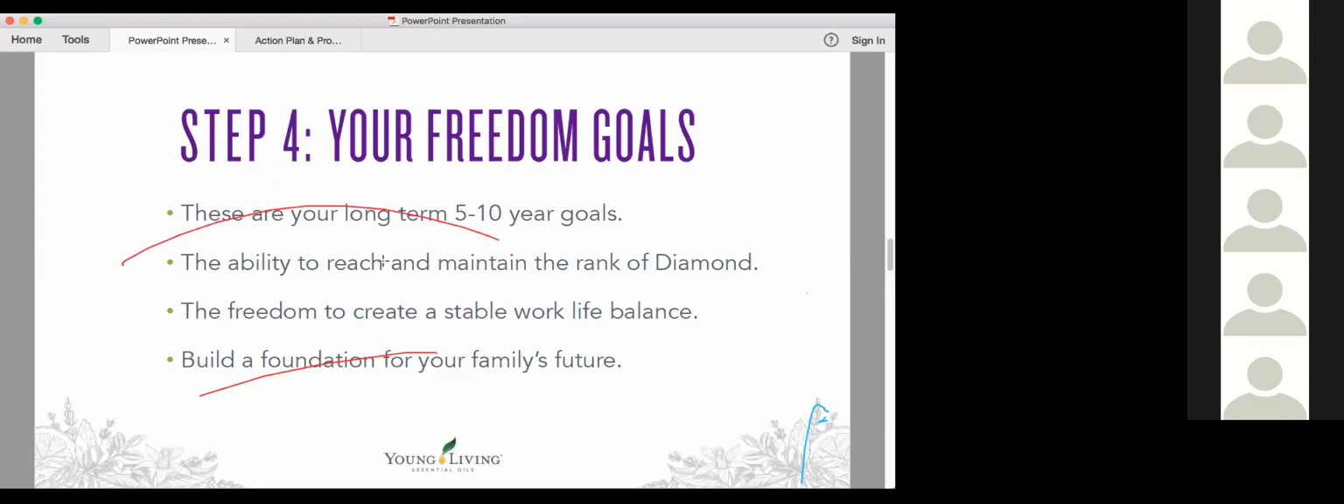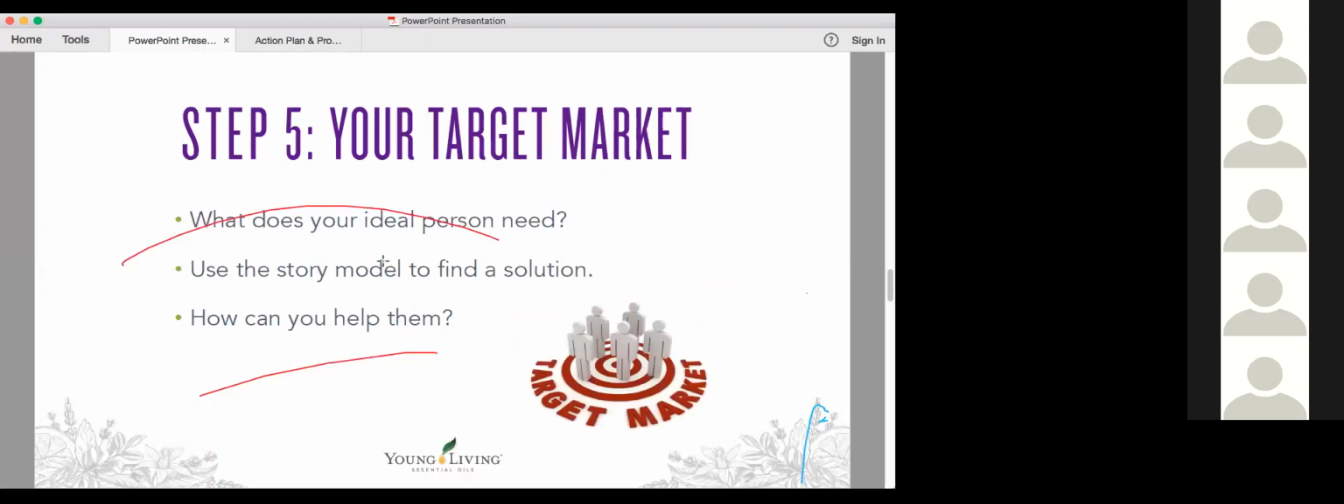So the next step is thinking about your target market, because one of the things we tend to do is think we can talk about Young Living to everyone. Now, you can talk to everybody, but you can't connect with everybody, right? More than likely your target market is going to be someone very similar to you. If you're a mum with young kids, your target market is probably mums who have young kids.